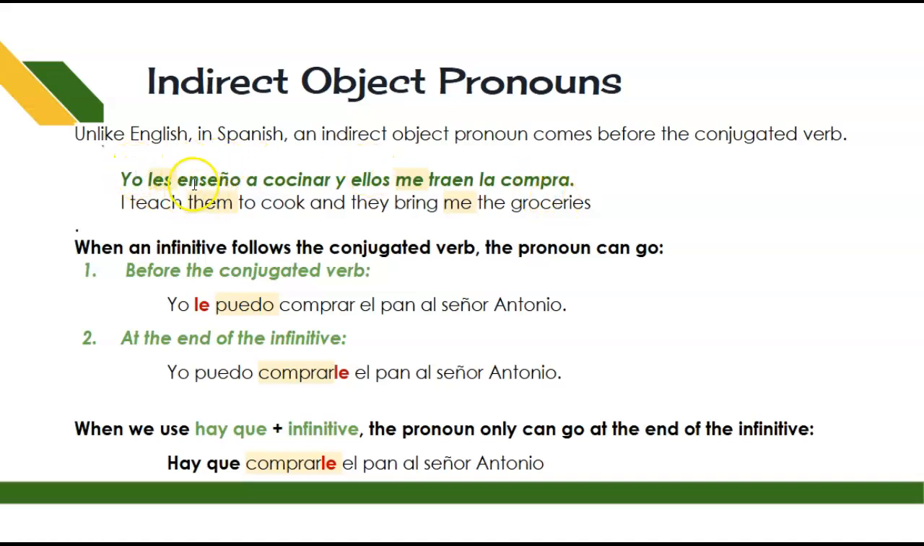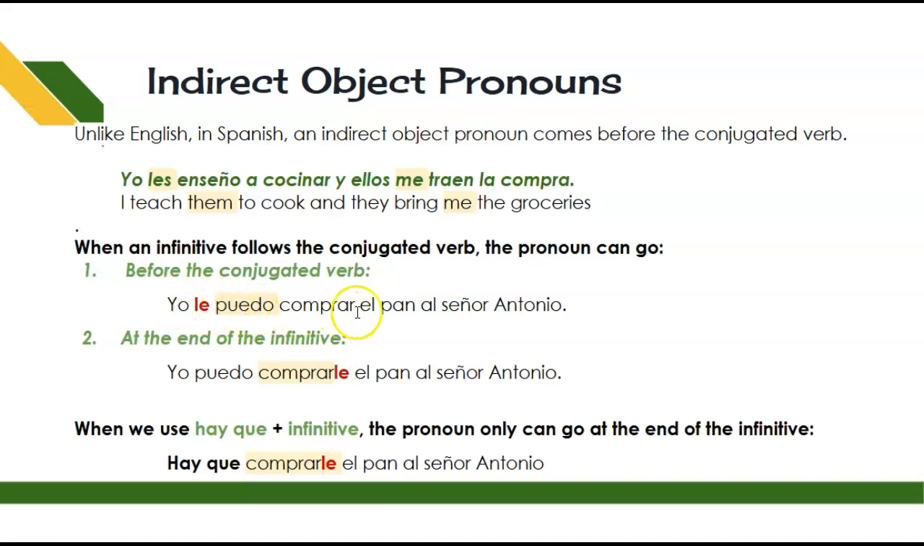Me traen la compra. They bring me the groceries. Yo les enseño. I teach. Who? To them. I teach them. Yo les enseño a cocinar. When an infinitive follows the conjugated verb, the pronoun can go in two places. If you have the two verbs rule, like yo puedo and then comprar, comprar is an infinitive. You can always put it before the conjugated verb.